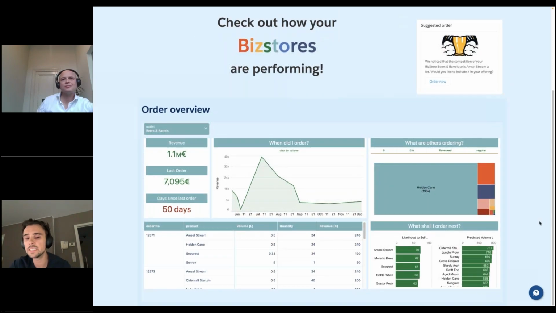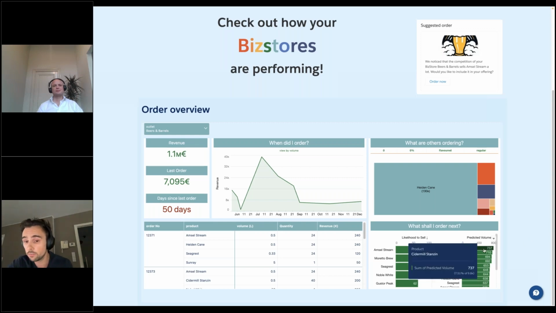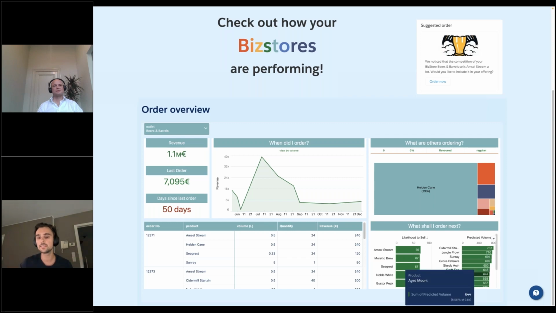But what I also see is the likelihood to sell as well as the predicted volume. Thanks to AI and Einstein analytics, we're able to identify which is likely to sell based on order history from Bizstores, but also from the competition. Amstel Stream is now number one in the region, and we see the predicted volumes as well. Cedar Mill Stanzin will sell 737, and so on. Again, I get these insights which I didn't have in the past.